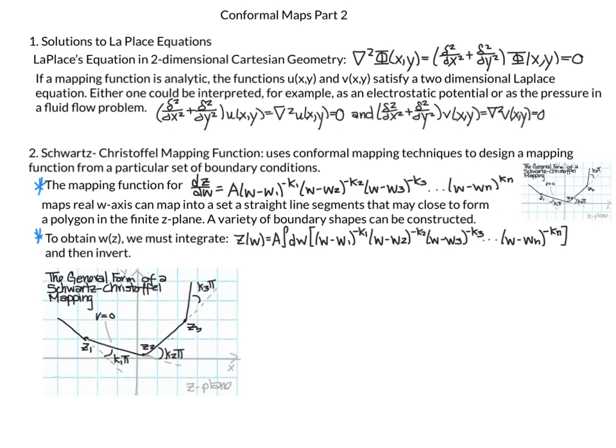Since this is a derivative, to get our function w, first we need to take the integral of this to get z, and then once we have z, we take the inverse to get w. So here, to obtain w, we must first integrate, and then we need to invert.